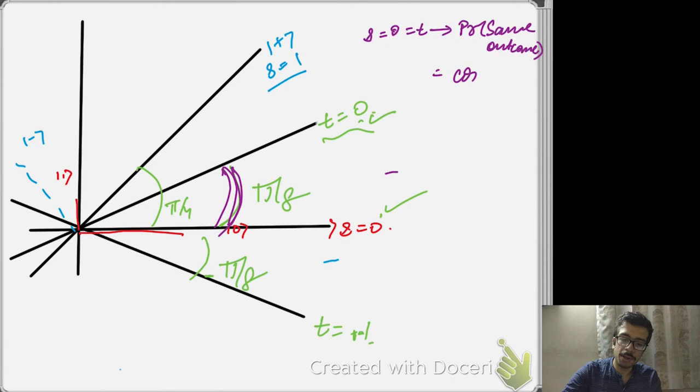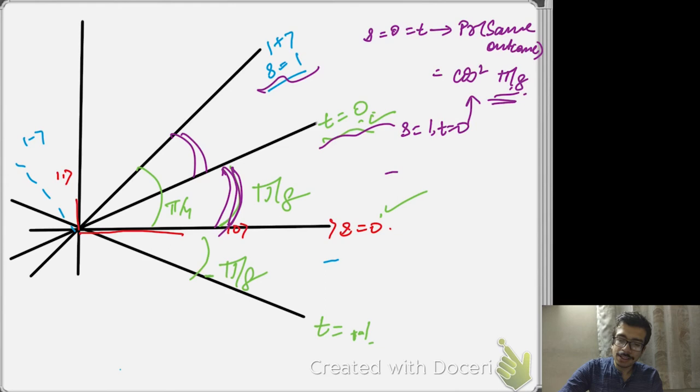Simple. Now, when S is 1 and T is 0, that is this case, the angle between them is still π/8. So even in the case that S is 1 and T is 0, the probability of same outcome is still cos² π/8. And when S is 0 and T is 1, which is this case, the angle between these two axes is still π/8. So the probability of winning is still going to be cos² π/8.